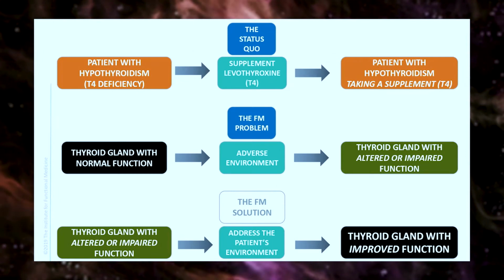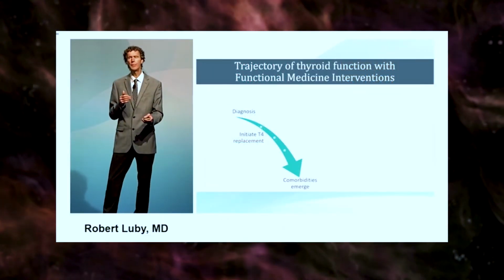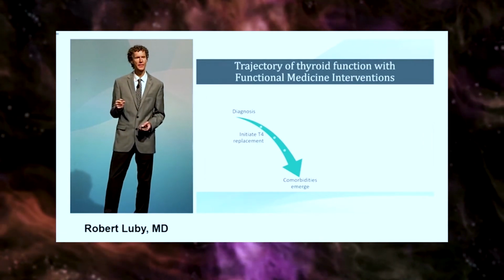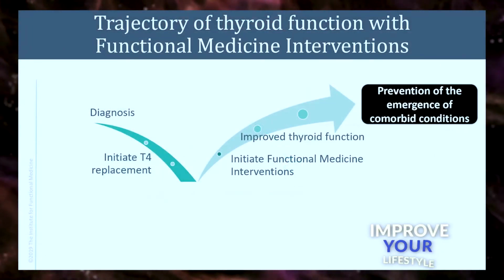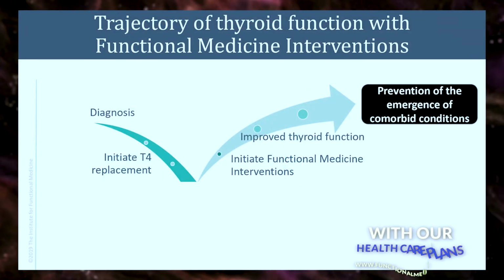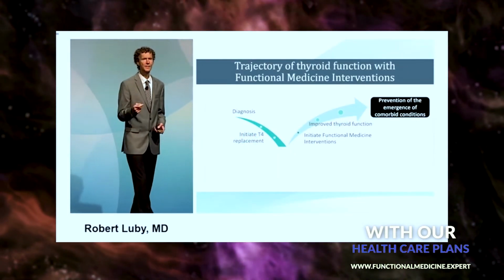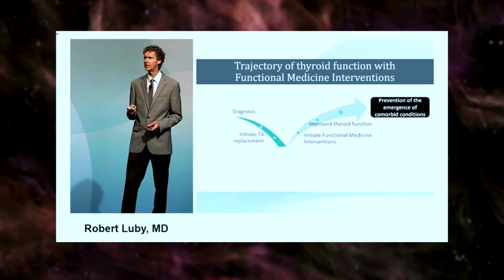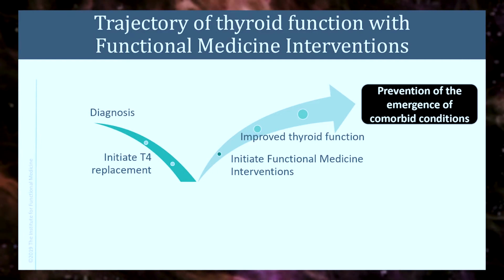And as a functional medicine practitioner now, you're going to try to shorten that trajectory, not by just using good population evidence-based medicine, but personalized evidence-based medicine by making personalized functional medicine interventions to either lower that dose of T4 or maybe eliminate it altogether and allow the lifestyle factors and the other food-first interventions to improve the thyroid function and hopefully prevent comorbid conditions from emerging.